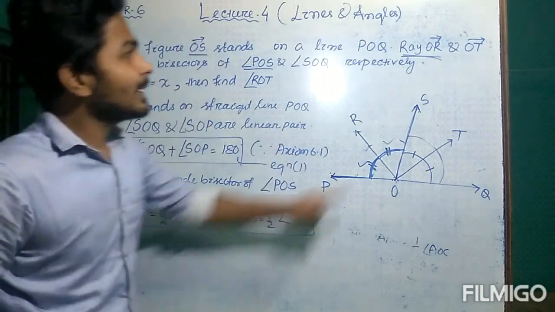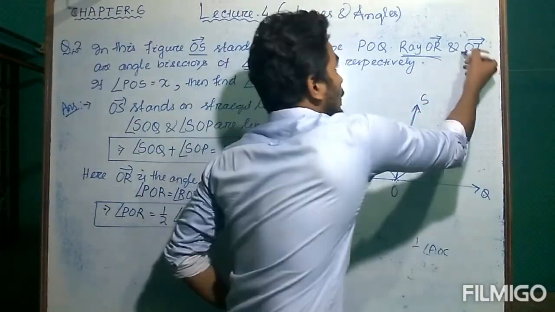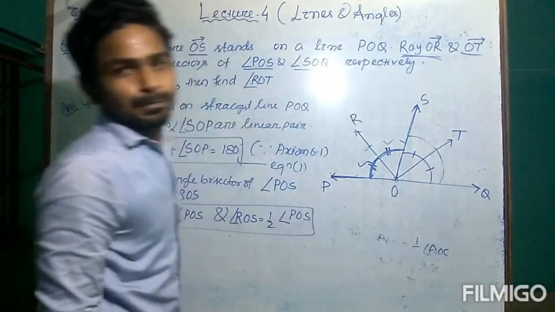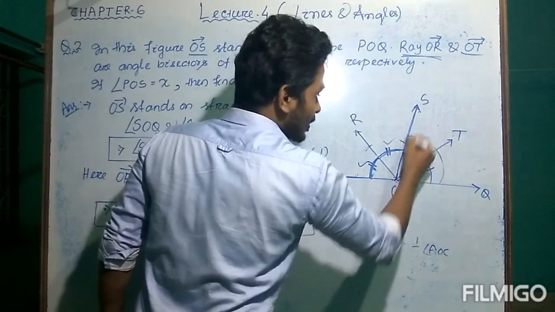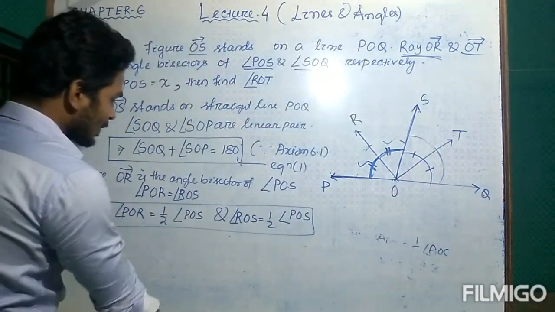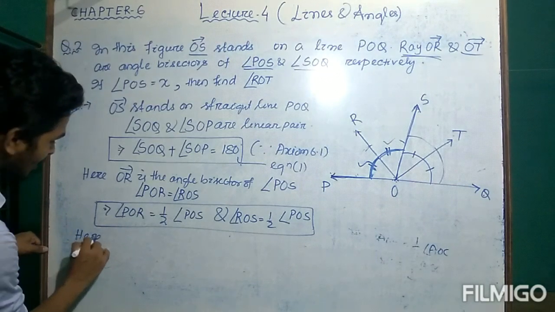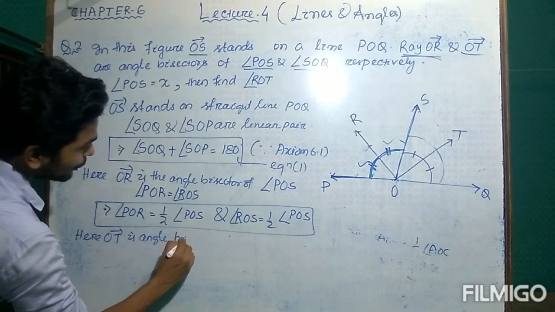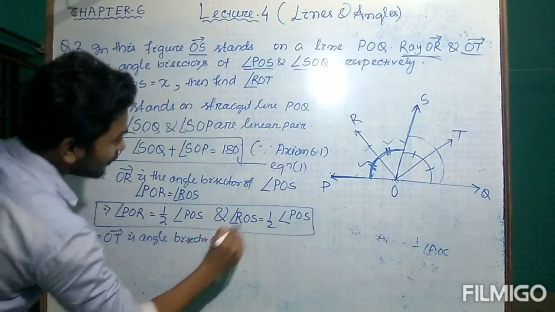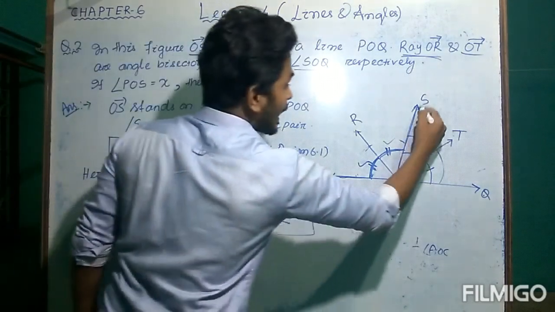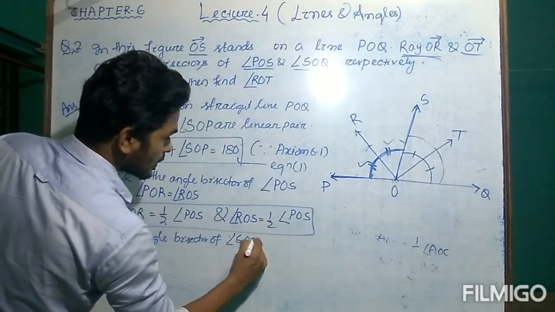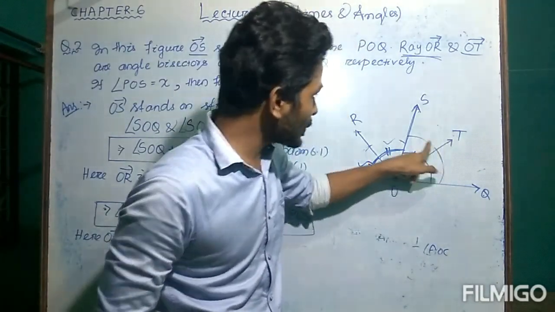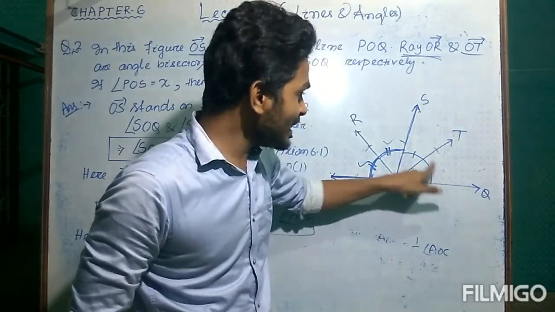Okay. Next, the ray OT, this OT is also an angle bisector of the angle SOQ. Okay. So OT is an angle bisector of the angle SOQ. Similarly, you can write here OT is angle bisector of angle SOQ. So here also this angle is equal to this angle because it is an angle bisector which divides the total angle into two equal halves, and each half is equal.